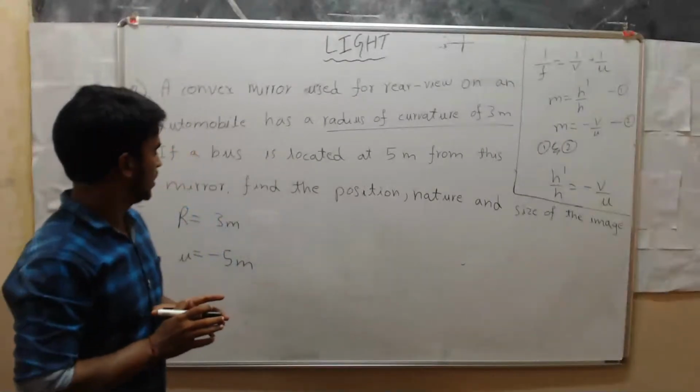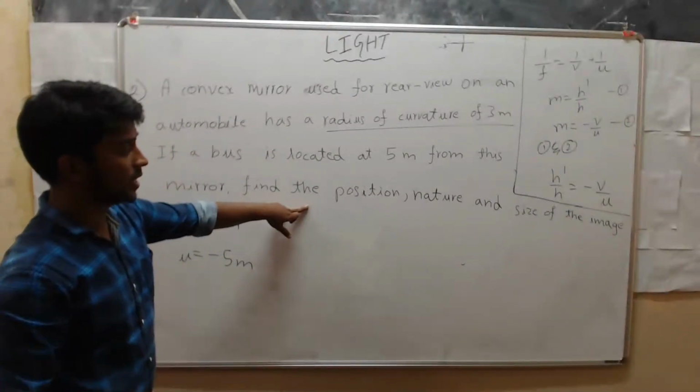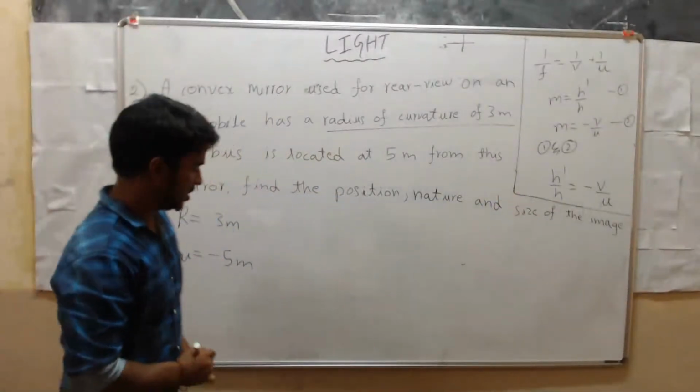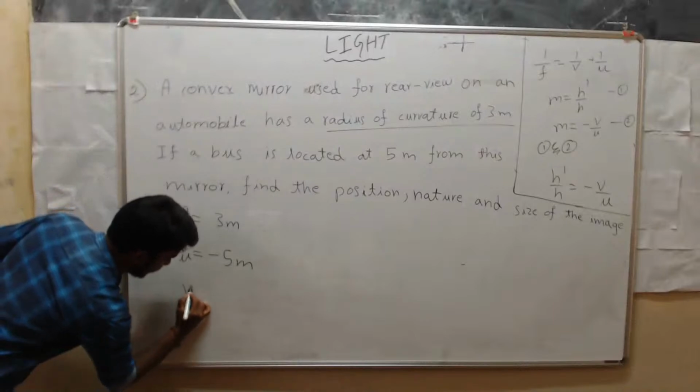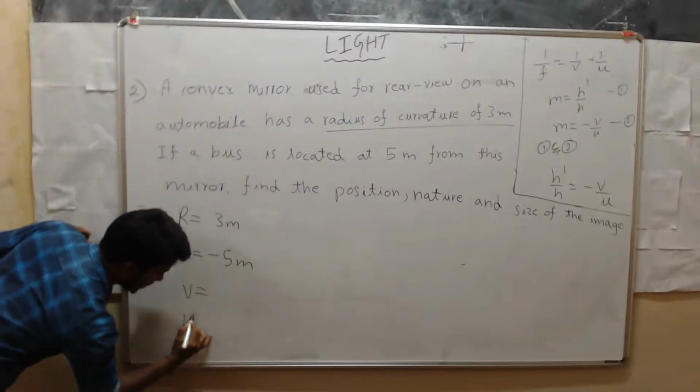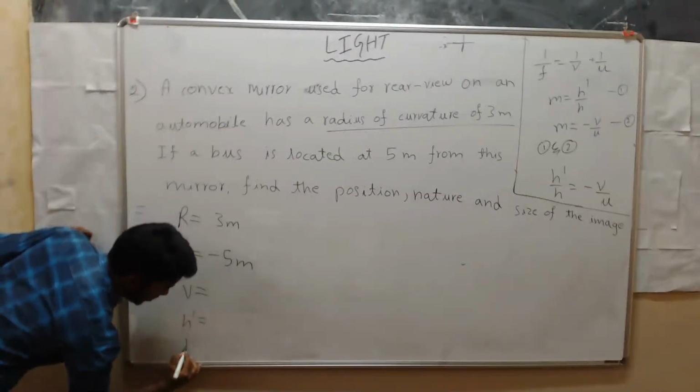Next, find the position, nature, and size of the image. So here we need the size of the image, that is h dash, and nature.